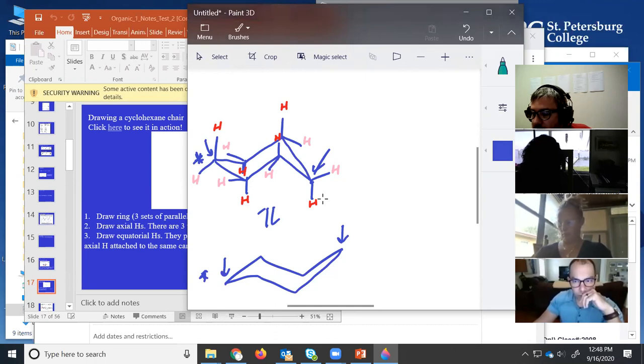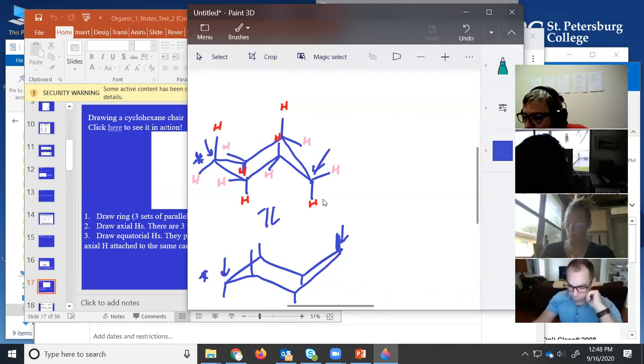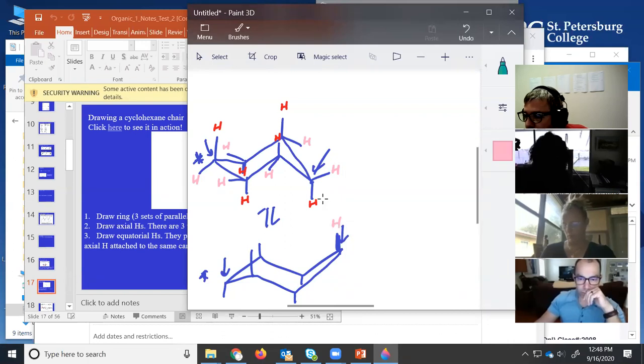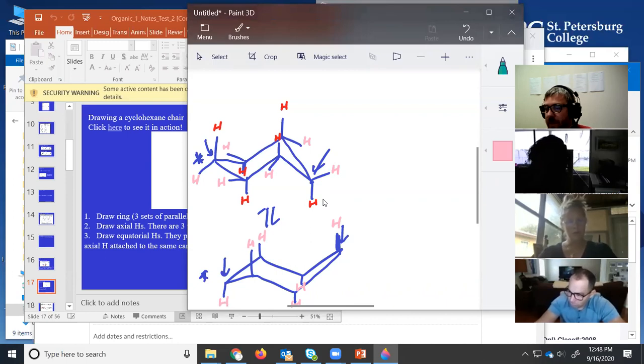Now, whatever was equatorial is now going to be axial. And I'm going to put the axials in first. I'll do what I did previously. Do the one that's puckered upwards first. Alternate all the way around. Now, these are all going to be pink. So my point here is that whatever was equatorial is now axial.